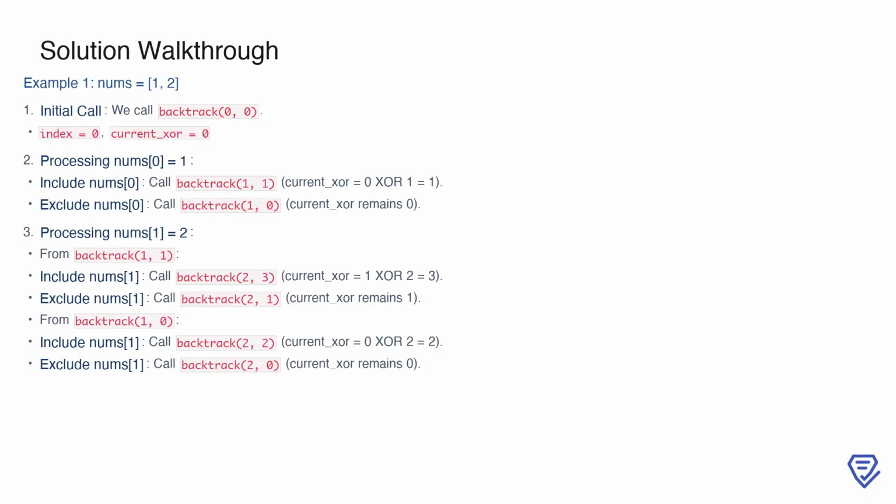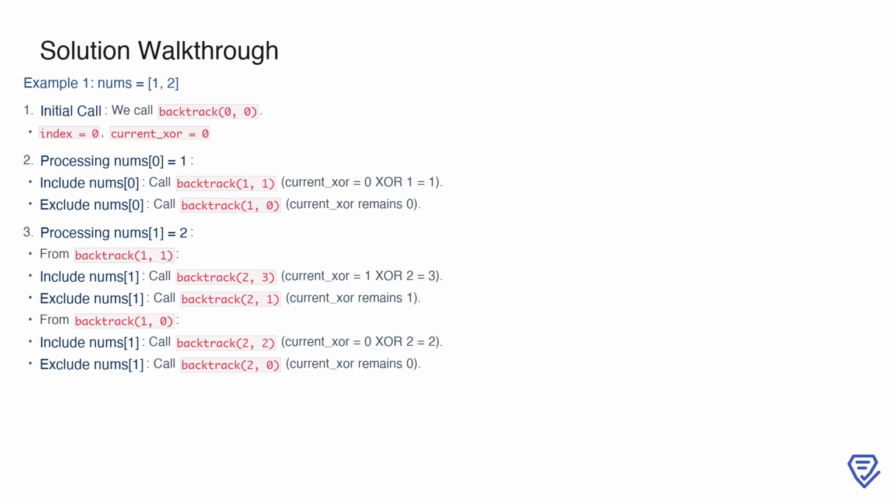To solve the problem, we start with an example where nums is [1, 2]. The process begins with an initial call to backtrack at index 0 and a current XOR value of 0. At this stage, we examine nums[0], which is 1. We have two options: include it in the subset or exclude it. If we include nums[0], we compute the new XOR as 0 XOR 1, which equals 1, and make a recursive call to backtrack with index incremented to 1 and the updated XOR value. If we exclude nums[0], the XOR remains 0, and we proceed with backtrack at index 1 but keep the XOR unchanged.